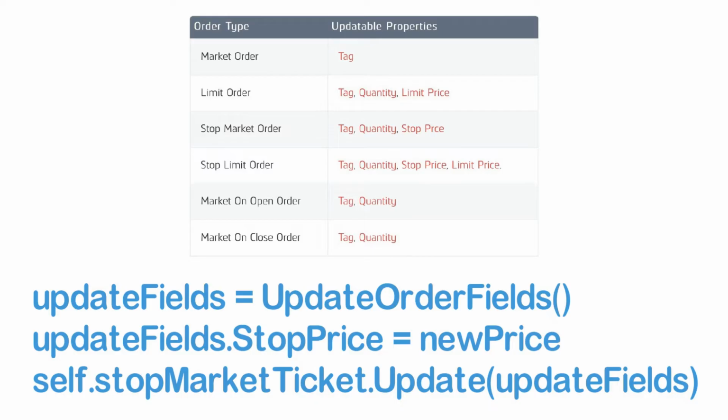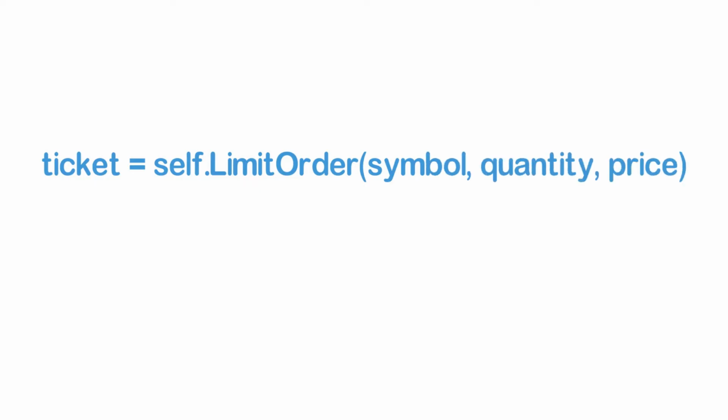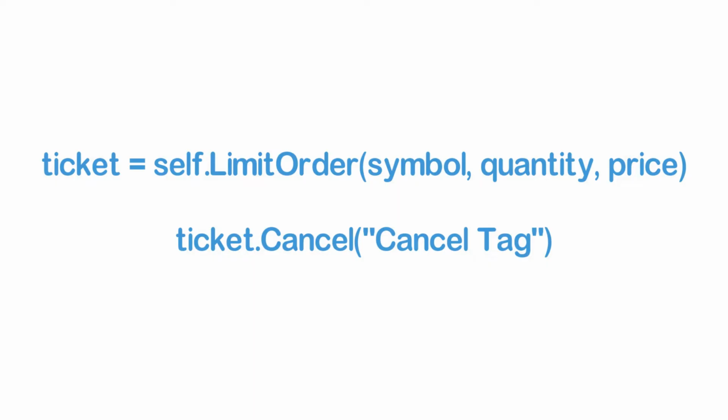Updating an order returns an order response object, which you can use to find out whether the update was successful or not. To cancel an order, you simply call the cancel method on the given order ticket. Note, however, that you cannot do this for market orders since they are typically filled immediately.